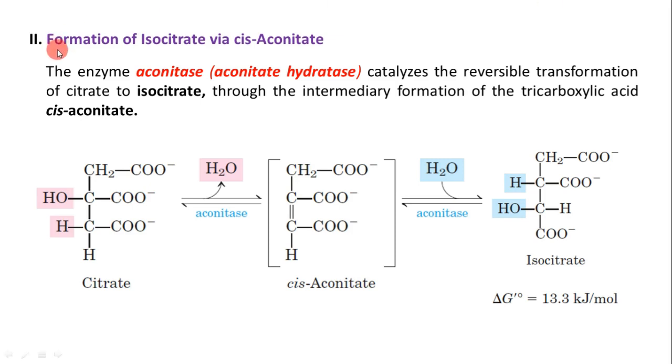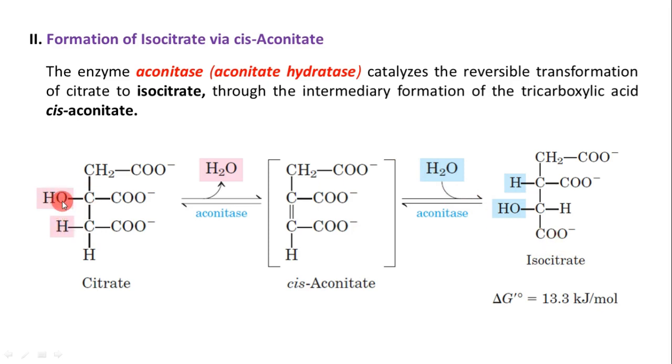Then the second step is the formation of isocitrate via cis-aconitic acid. The reaction is catalyzed by aconitase or aconitate hydratase. Here the citric acid undergoes dehydration. One water molecule is eliminated from citrate by the enzyme aconitase, and an intermediate compound, namely cis-aconitate, is formed. Then to this compound, one water is added and thereby isocitrate is formed.